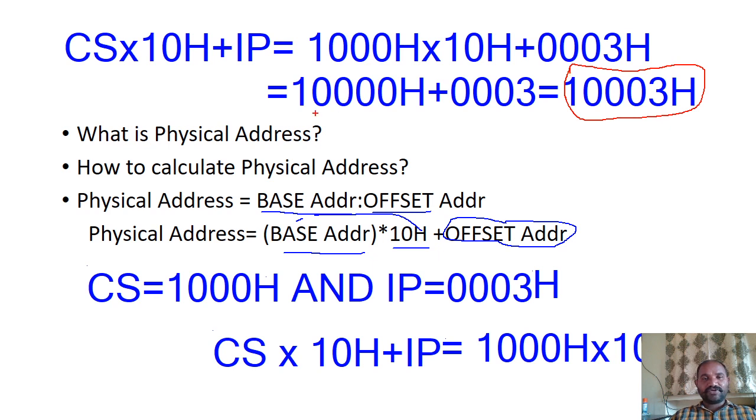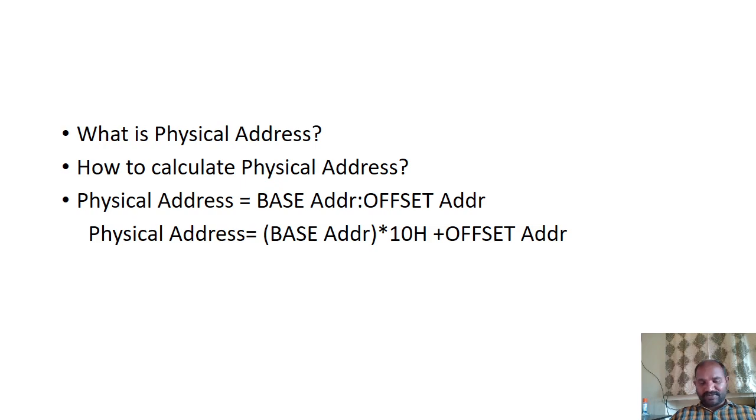So like this, the microprocessor is generating the 20-bit physical address. Where exactly this 20-bit physical address is going to be calculated by the microprocessor is a question. So for that, let us go back to our explanation.